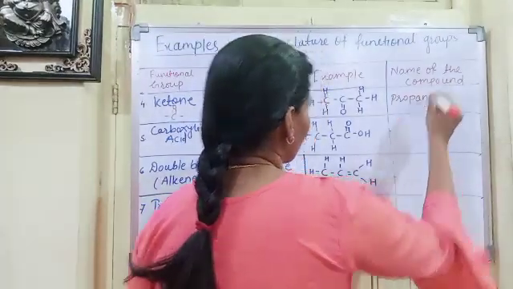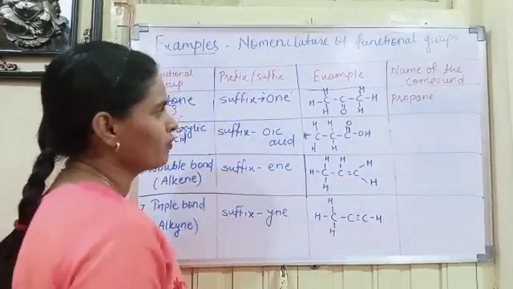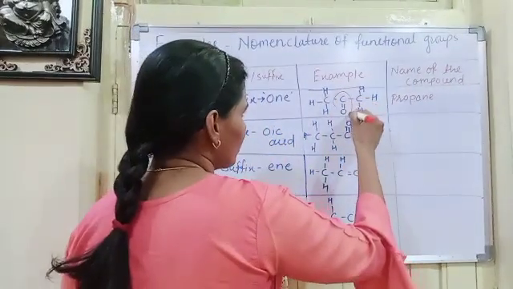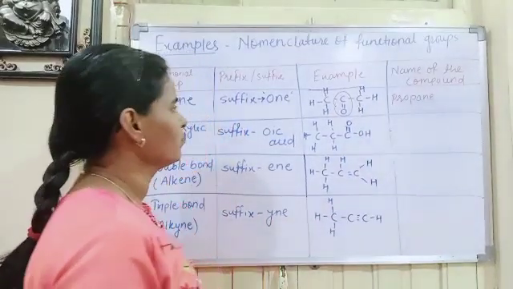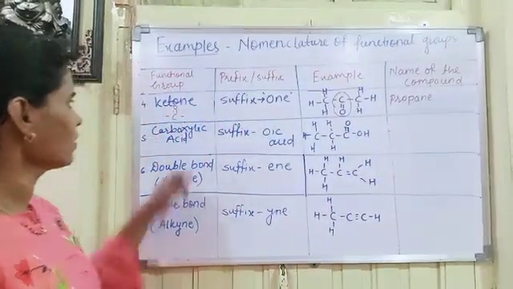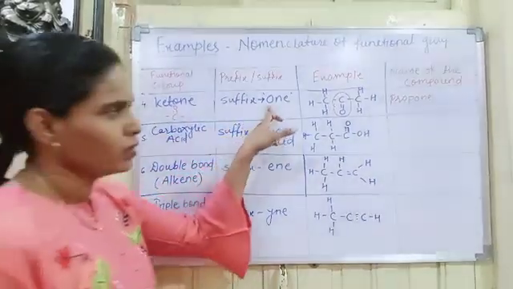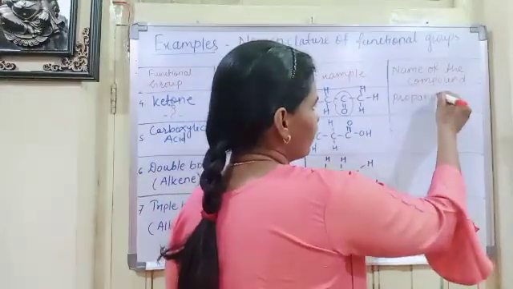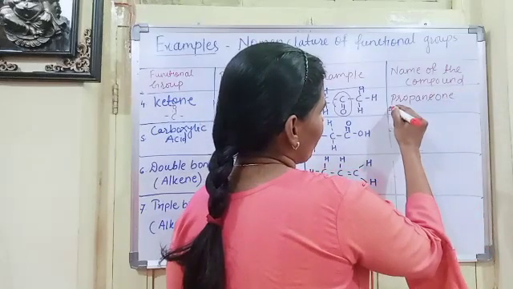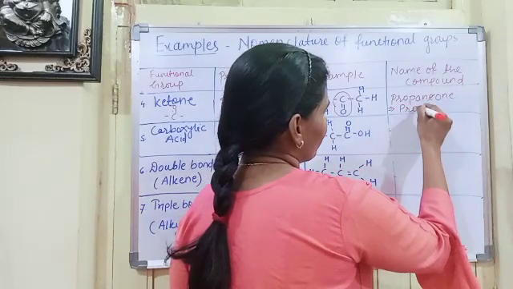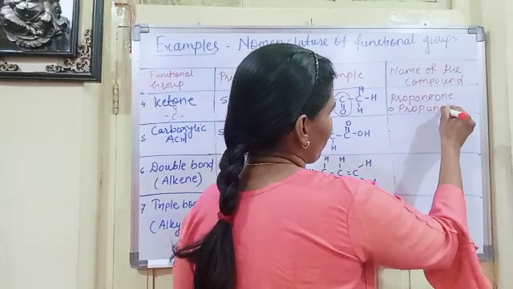Primary suffix is ANE. Now, look at the functional group. The functional group is the ketone functional group. If a ketone functional group is there in a compound, what is its suffix? Suffix will be ONE. So here we'll remove this E and we'll write ONE. So the name of the compound is propanone.